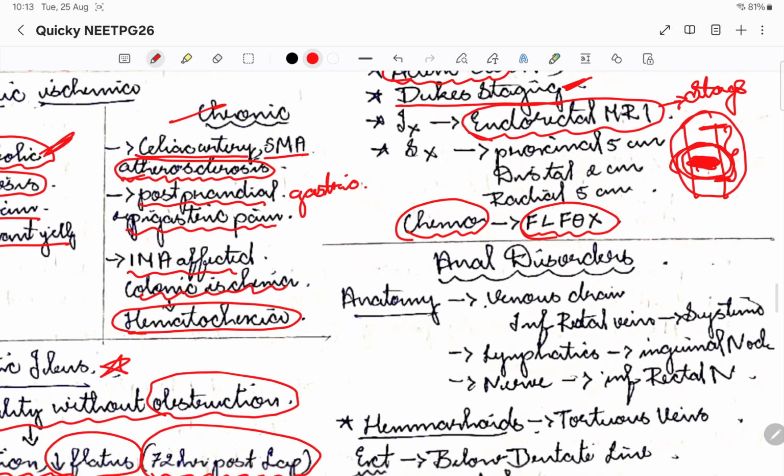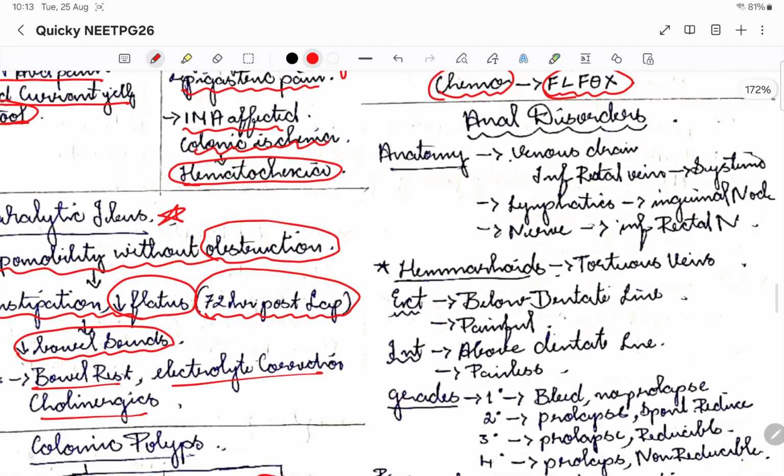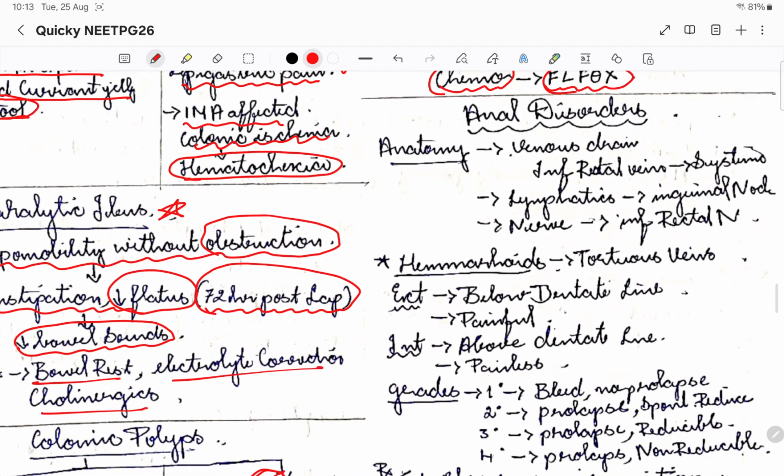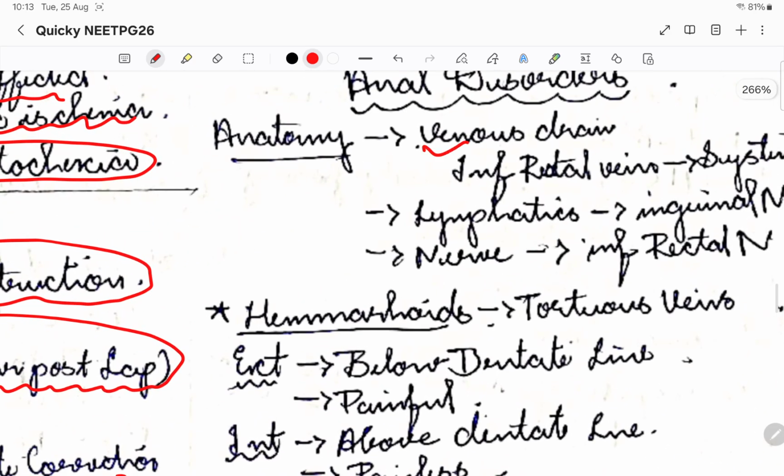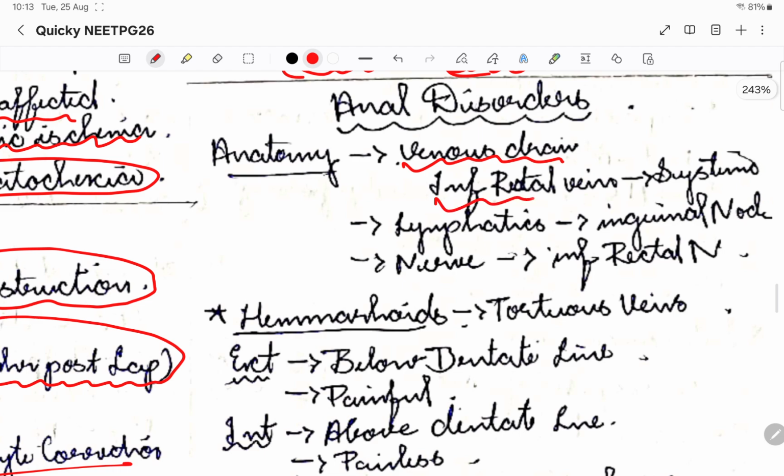Okay, now coming to the last thing, that is the anal disorders. With respect to anatomy, the venous drainage for the anus is basically the inferior rectal vein. Okay, then the inferior rectal vein will drain into the systemic veins. Okay, please remember the inferior rectal vein, because that is very important with respect to hemorrhoids and hemorrhoid management. So that is why the inferior rectal vein is the venous drainage.